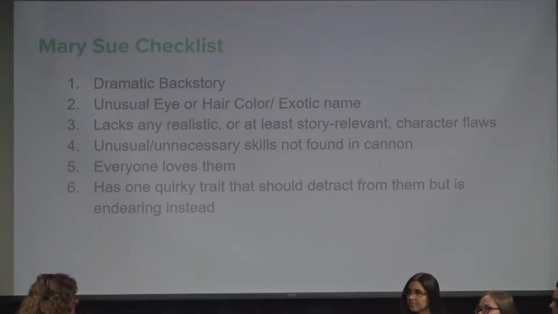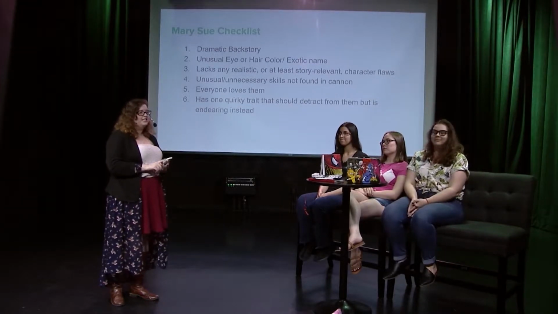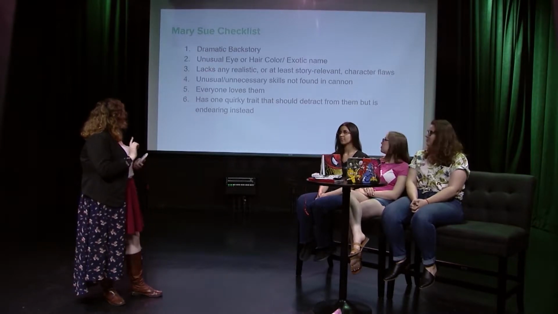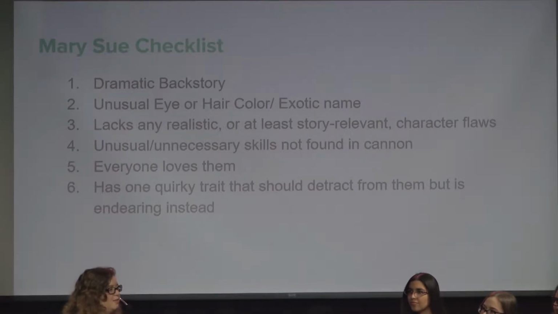Everyone loves them. Bella Swan's a great example of this. Even the villains. The villains are like, she's annoying. Damn it, I just can't hate her. She's too compassionate, too nice to hate. Then they tend to have one kind of quirky trait that should make them annoying, but it actually just makes them more endearing. Again, usually plot relevant, such as they're clumsy and happen to fall into situations.